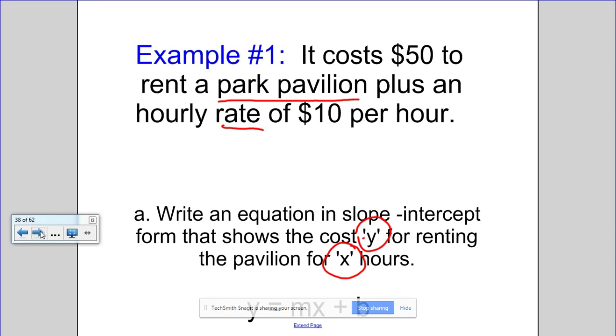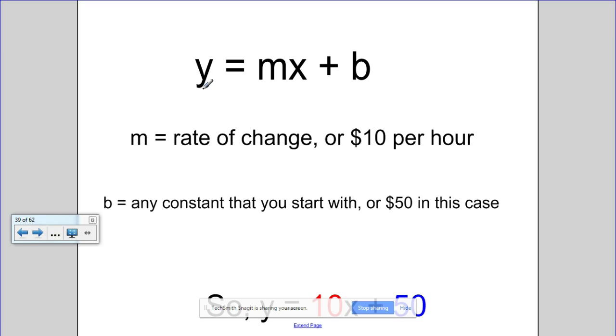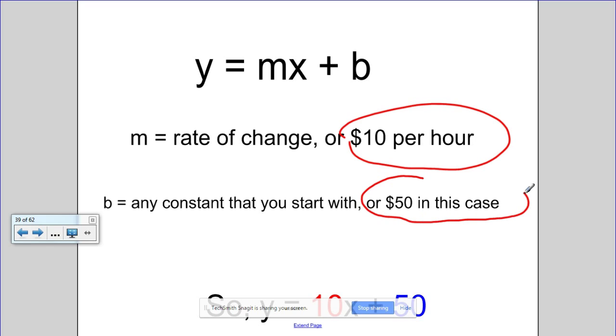Remember, y is equal to mx plus b. So m is going to be your rate of change, your $10 per hour. And b is going to be any constant that it gives us in the word problem. So what is going to be the constant? Well, it costs us our $50 down payment that we do not get back. That is not going to change at any point in time.